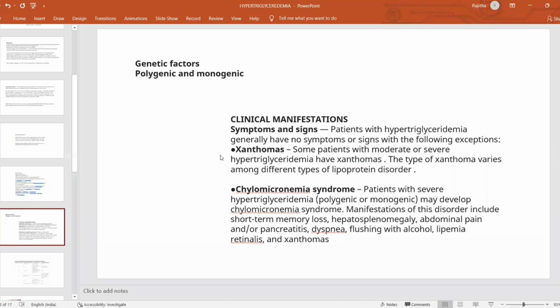Next are clinical manifestations. We don't really have too many symptoms or signs, but a few have been told here. Xanthomas. Some patients with moderate or severe hypertriglyceridemia do have xanthomas, which I haven't been able to see too much. I hope some of you have seen this. I would like to share a few pictures here. And the type of xanthoma varies according to the lipoprotein disorder that is associated.